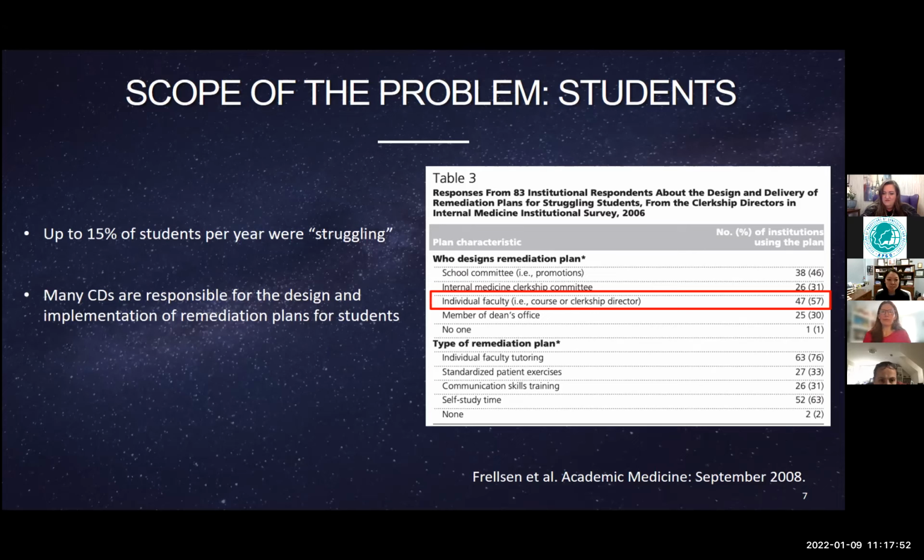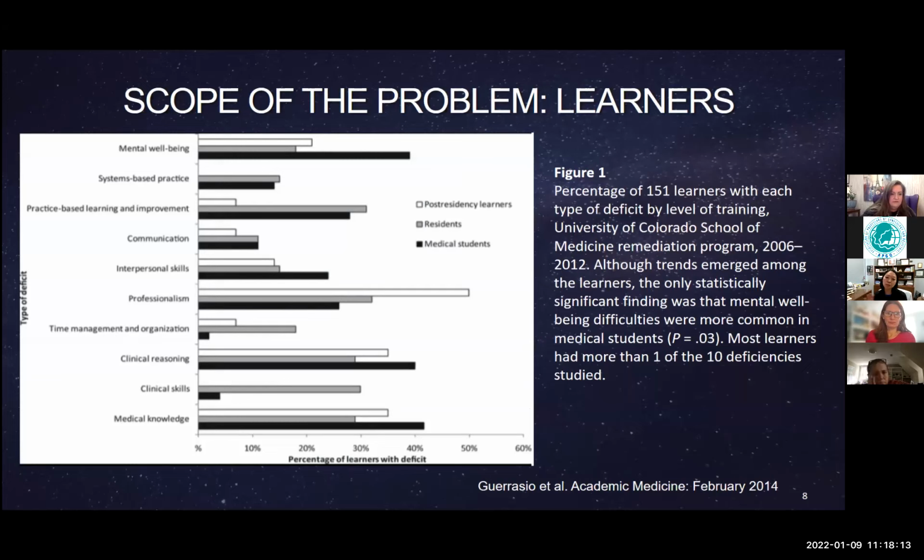Here is another way to look at the scope of the problem. This is the University of Colorado, which has a remediation program. They looked at their mixed learners from 2006 to 2012, trying to identify where the deficits were. In the bar graph, medical students are the black lines. Mental well-being concerns, clinical reasoning, and medical knowledge were the three highest areas.